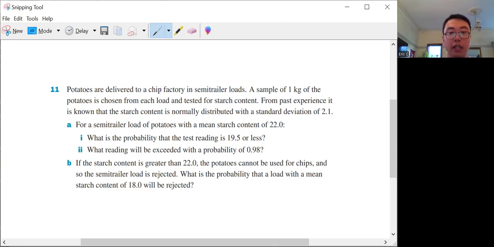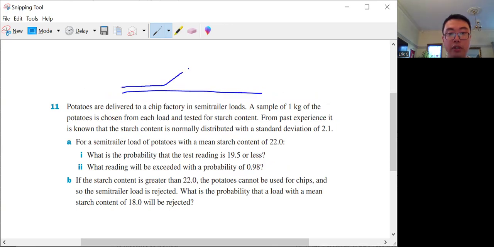If we look at the normal distribution, we've got the mean being 22, and we're looking for the area under the graph of 19.5, so from negative infinity up to 19.5. We just need to plug that into our CAS and we can get that area. In order to do that, we go to menu, probability, and then distribution, and then select normal CDF.